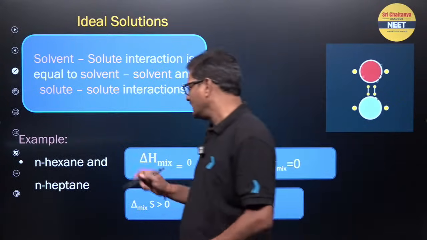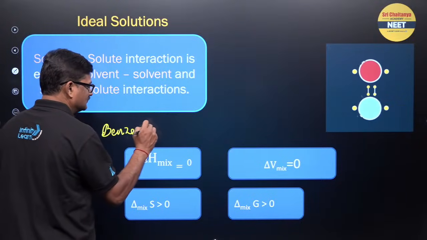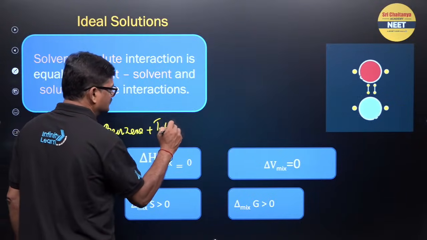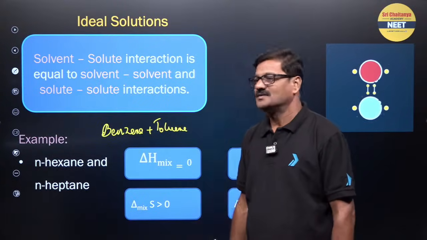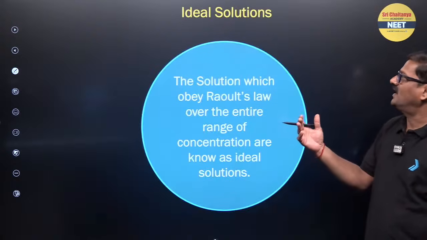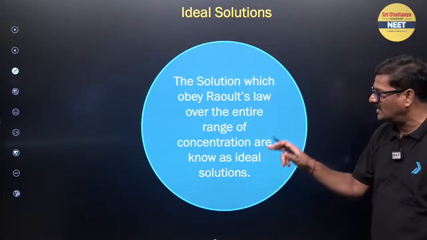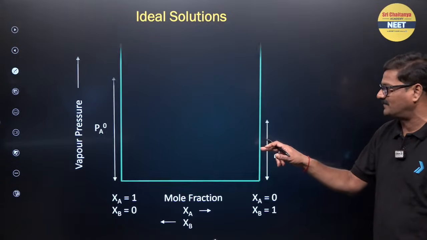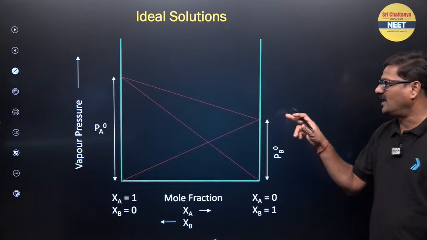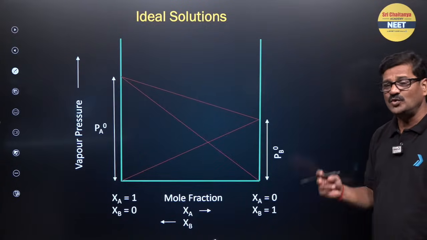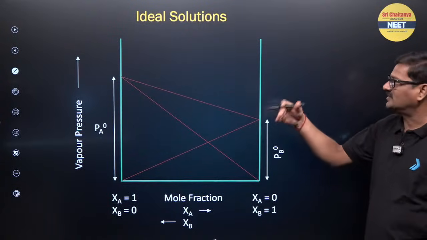You can also say benzene and toluene. So like that you can see ideal solution, the solution which obeys Raoult's law at all conditions, so that it obeys this graph as well. So this is the graph for the ideal solution. You have non-ideal solutions. So the graph should show the deviation.